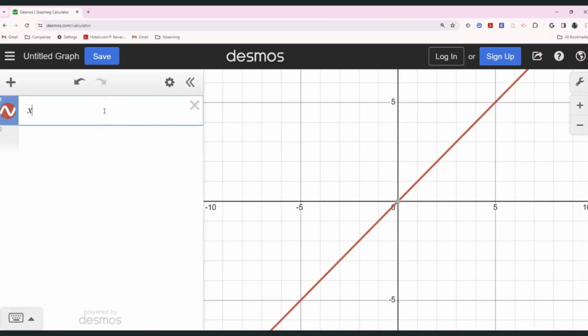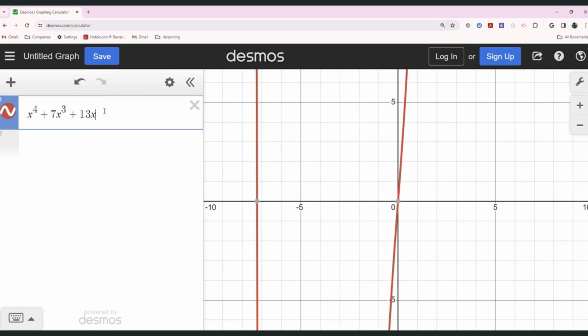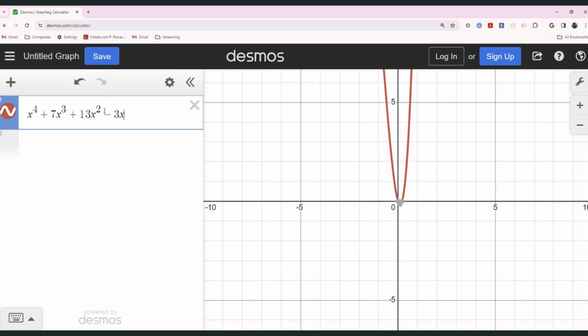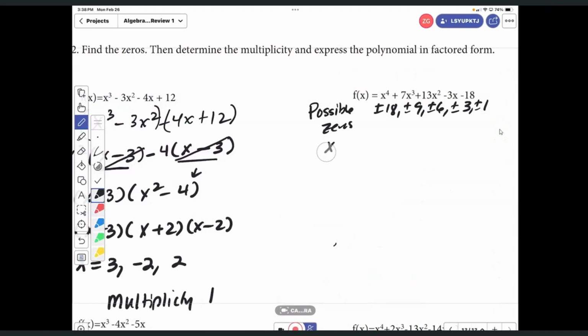So I have x to the power 4, 7x cubed, 13x squared, 3x, and 18. And you notice we have several roots here. This root, which is 1, we also have a negative 2, and we also have negative 3. So let me write that down. Zeros are negative 1, negative 3, and negative 2. I'm going to double check. It's actually 1.